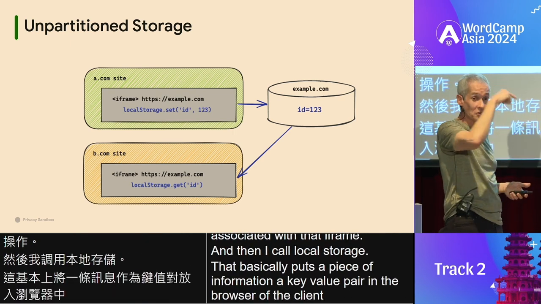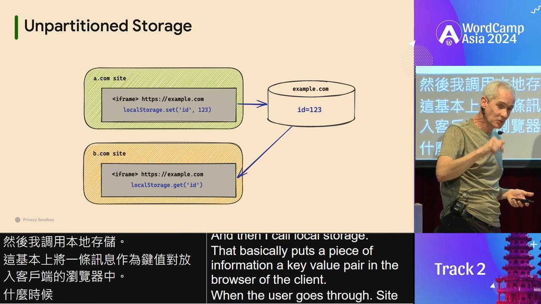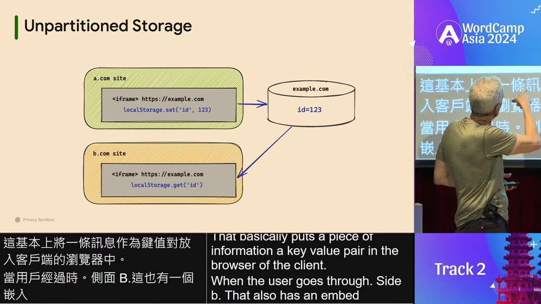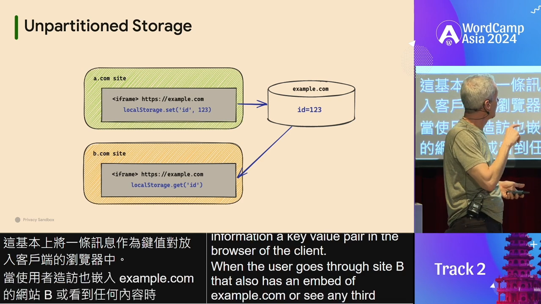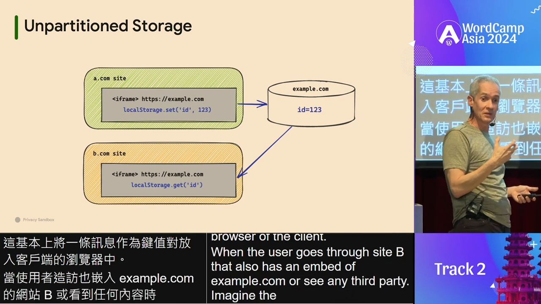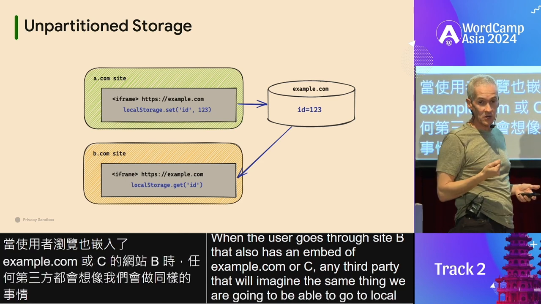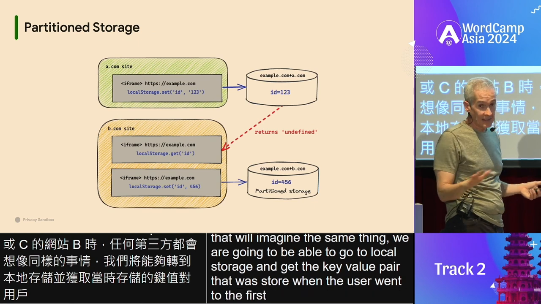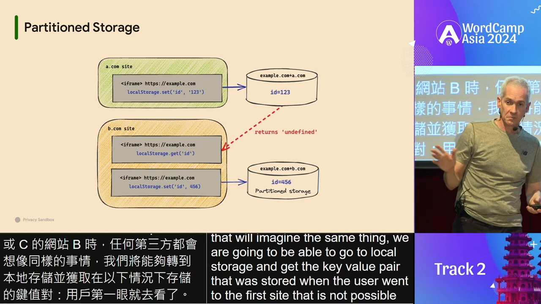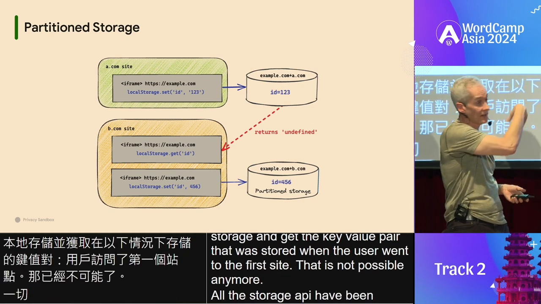When the user goes to site B, that also has an embed of example.com or C, any third party that we imagine, the same thing. We are going to be able to go to local storage and get the key value pair that was stored when the user went to the first site. That is not possible anymore. All the storage APIs have been partitioned, and now this case is going to break.